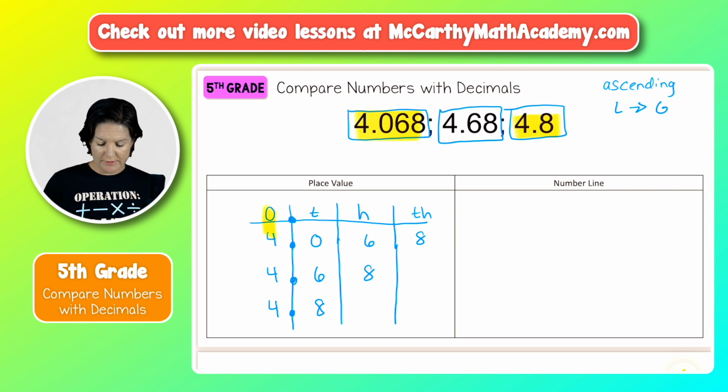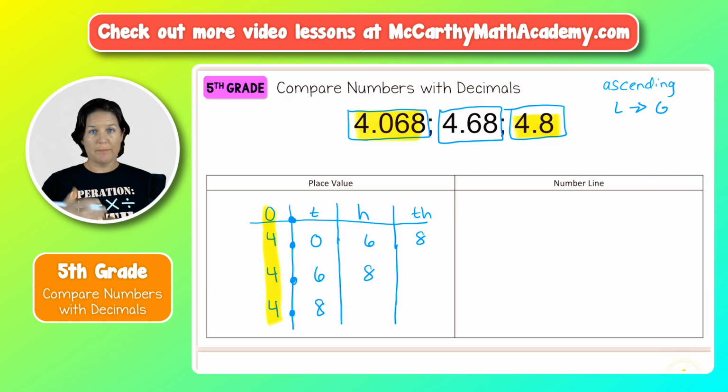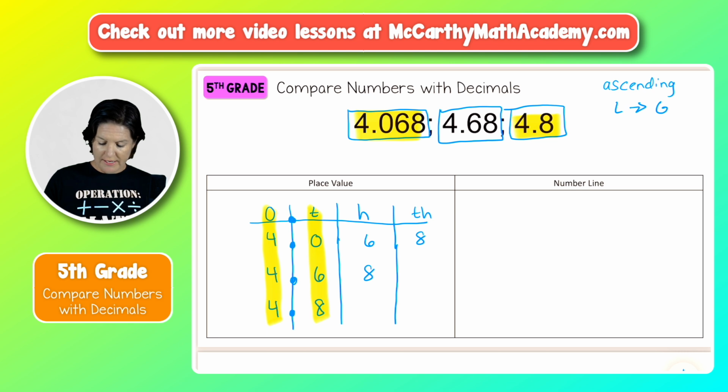The ones place, and we can see that we have the digit 4 for each of those numbers. So we're comparing the same value. They all have a value of 4 ones. Moving over, now we're comparing the tenths place. And here we can see that our lowest digit would be that 0 in the tenths place. So because of that, we can say that 4 and 68 thousandths is the lowest number. It has the least value.